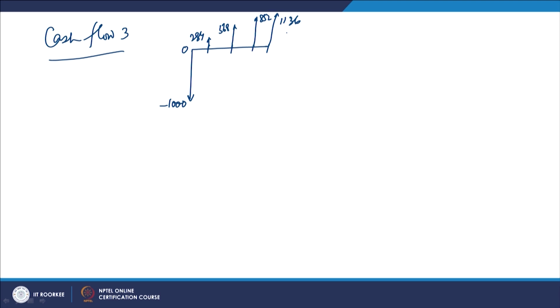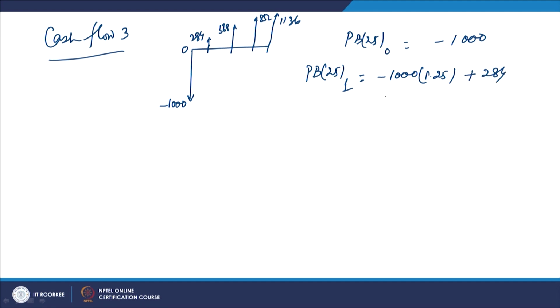Now, in this case again PB 25 at 0 will be minus 1000, then PB 25 at 1 will be minus 1000 into 1.25 and then plus 284. So, it will be minus 1250 plus 284. So, it will be 966, but with a negative sign.